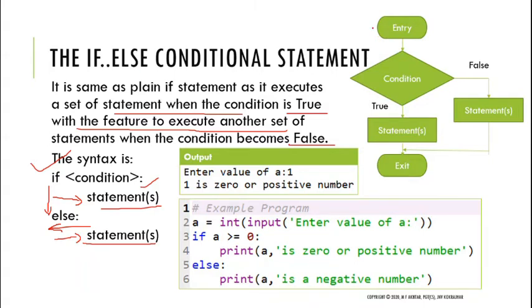Once it enters the if statement, it first checks the condition, same as the plain if condition. If it becomes true, it executes a set of statements and comes out of the if statement. And if the condition becomes false, it executes another set of statements. Then after executing, it comes out of the if statement.